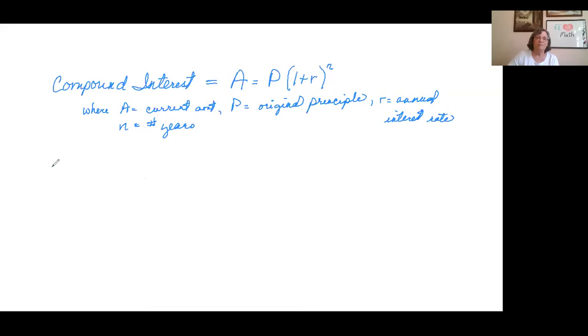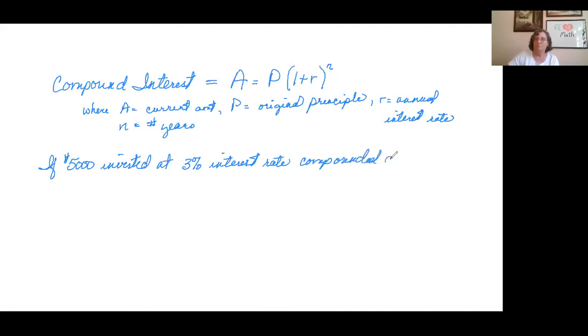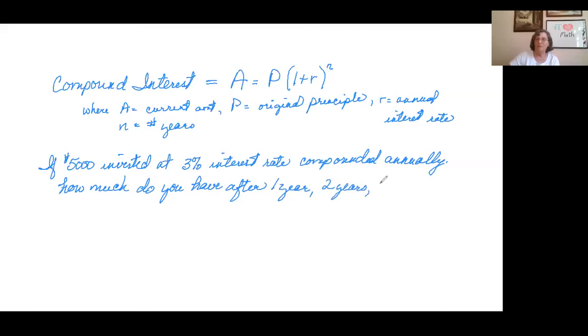So let's say if you have $5,000, it's invested at 3% interest rate, compounded annually. That's yearly. How much do you have after 1 year, 2 years, 5 years, and 10 years?